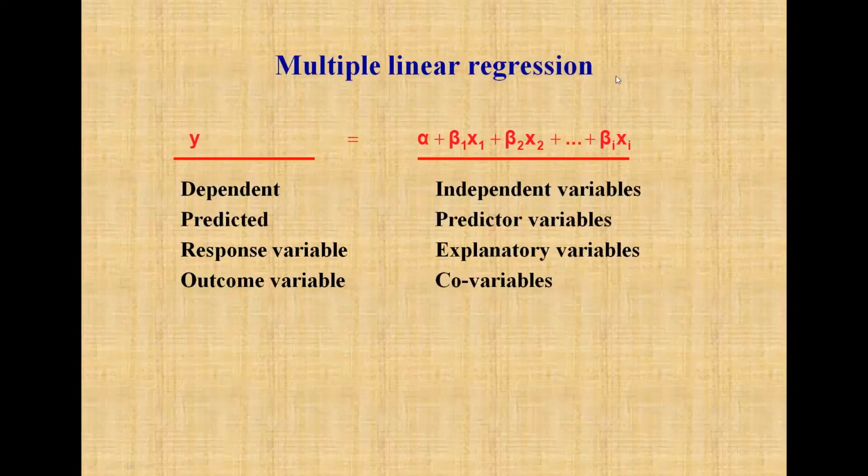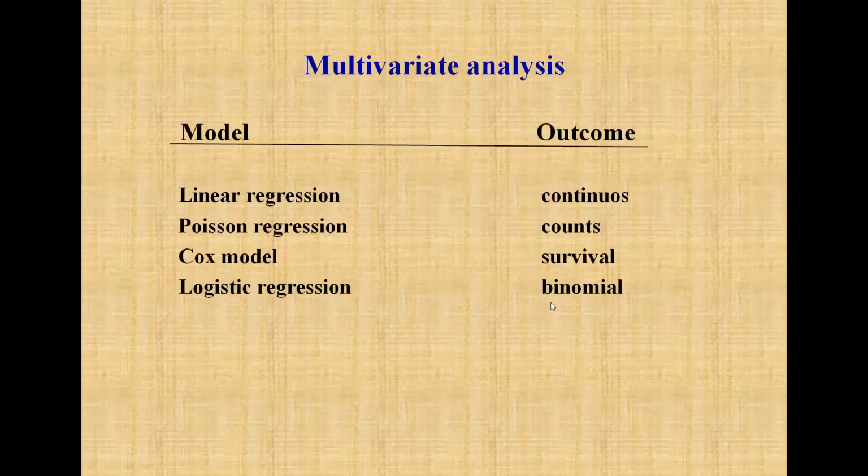In multiple linear regression, y is the dependent variable. These are the different names of y: dependent, predicted, response variable, outcome variable. And the xi's are known as independent variables, predictor variables, explanatory variables, and covariables. So people use different names.